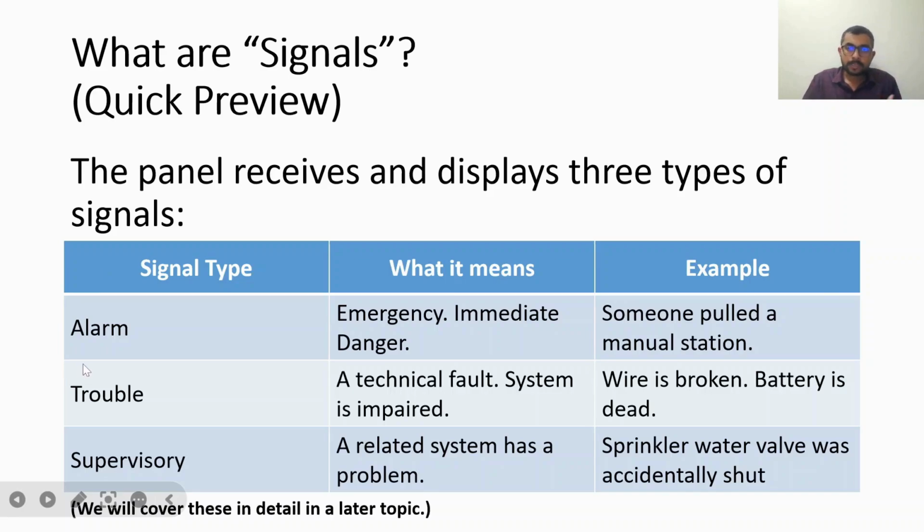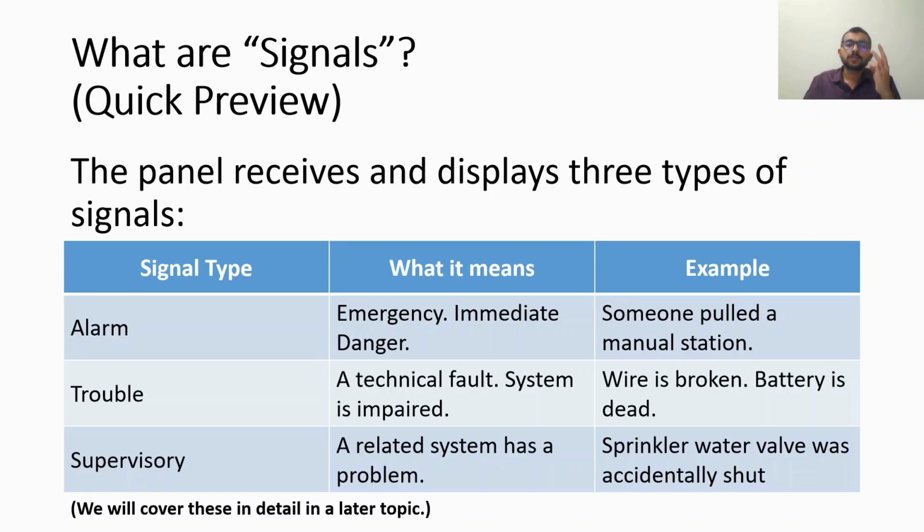The second signal is the trouble signal. A trouble signal is basically a technical fault, which means the system is impaired. It could be in the circuit or in the devices. Such situations indicate the trouble signal. The examples mentioned here are a short circuit, a break in the circuit, or sometimes a dead battery. That is what the trouble signal is all about.